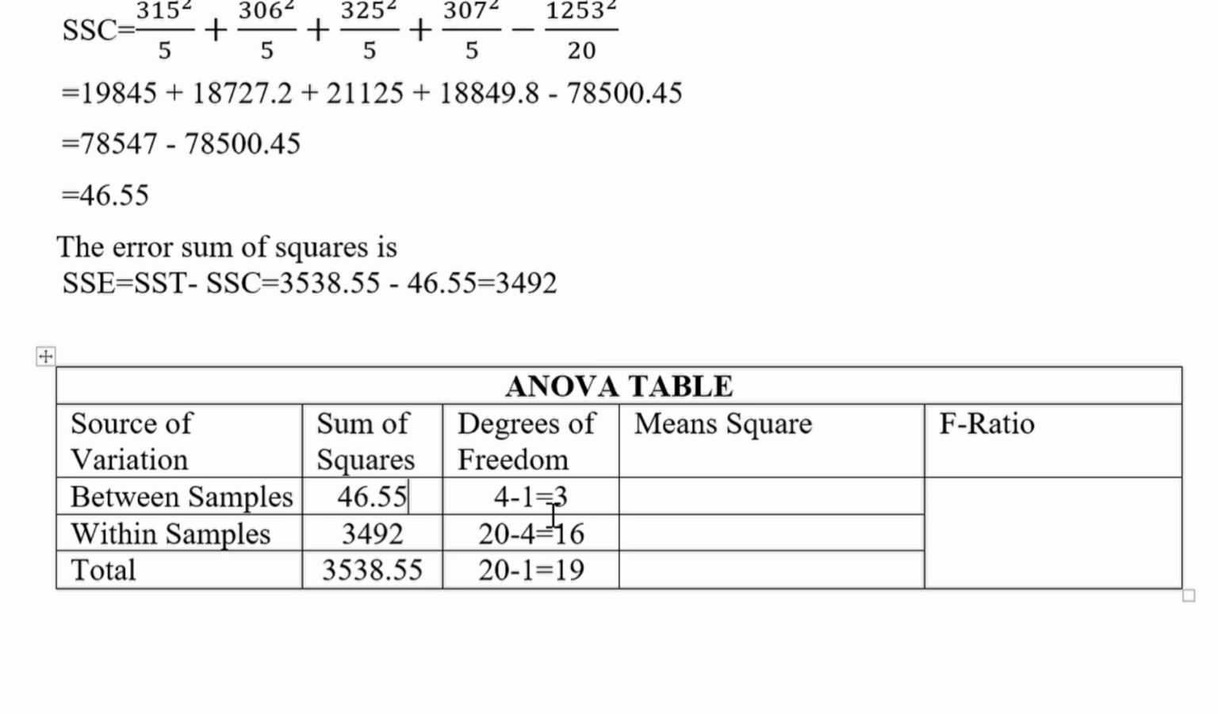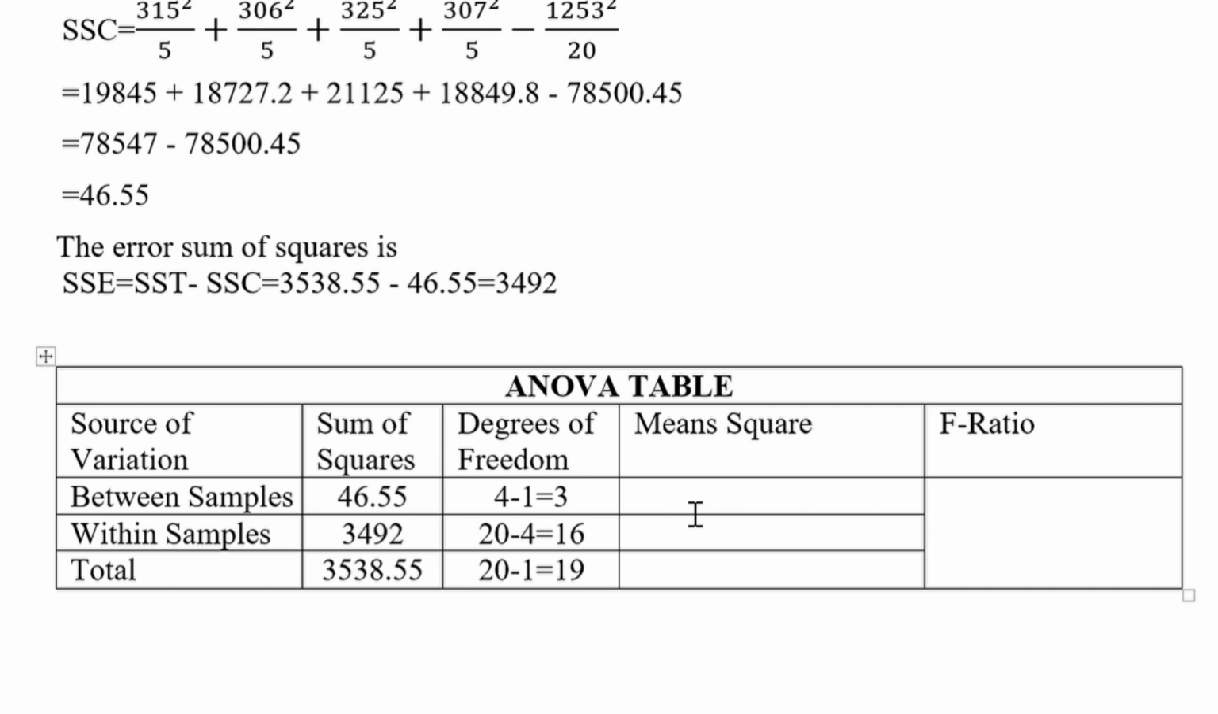Now, what about this one? This one was C minus 1, the number of columns, which is 4, minus 1, giving you 3. This one was N minus C. N is the sample size, which is 20, minus the number of columns, which is 4, you get 16. And then this is N minus 1. Our N is 20 minus 1, you get 19.